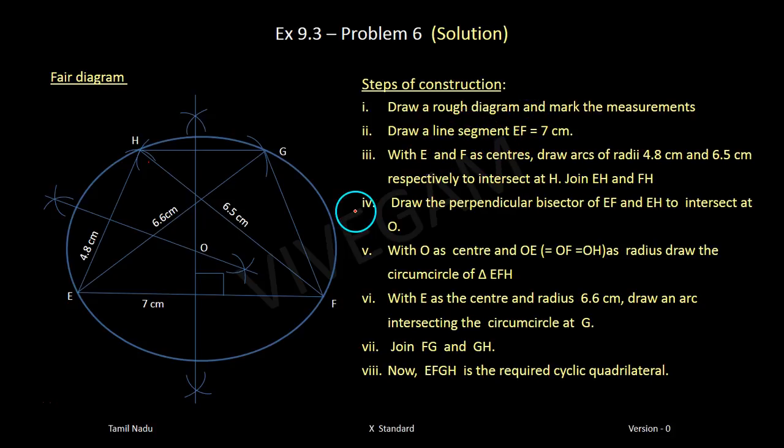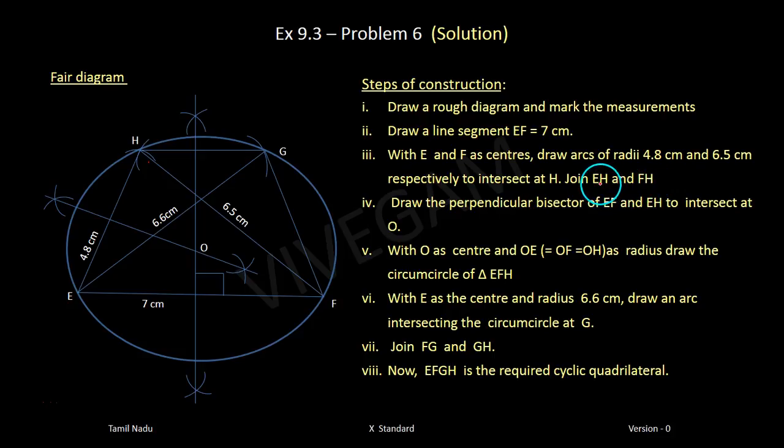Draw the line segment EF equal to 7 centimeter. First thing which we did was, we drew this line EF of 7 centimeter in length. Next with E and F as center, draw arcs of radii 4.8 centimeters and 6.5 centimeters respectively to intersect at H. Join EH and FH. They have given us EH and FH.